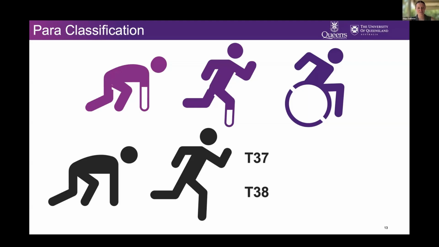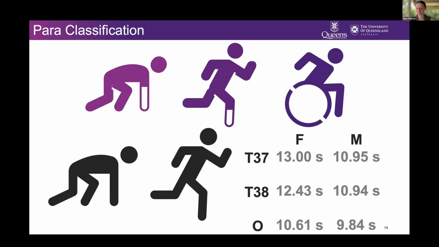And if we just have a bit of context of how these different athletes compete, if we look at some results from the Tokyo Games, if we look at female 100-meter sprinters, athletes in the T37 ran 13 seconds flat. The T38 was 12.43, so really not much of a difference there compared to our Olympians, where the gold medal was 10.61. And when we look at the male results, these get even closer, with the difference between T37 and T38 being 0.01 of a second. So when it comes to classifying these athletes, it is not really much at the end of the day that's going to be altering performance.